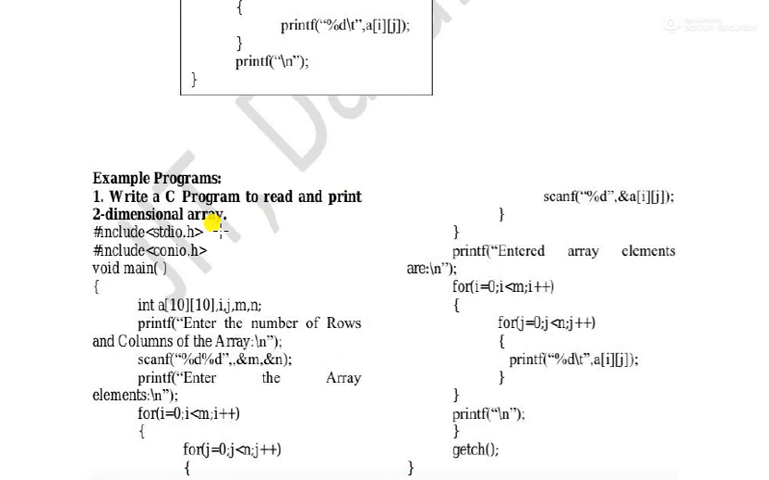So include stdio.h, conio.h, void main. Here first we declare an array with some size, any size. int a[10][20], and then i, j, m, n. Here we need two variables: i for the number of rows and j for the number of columns. m represents the number of rows and n represents the number of columns. i is for initializing rows, j is for initializing columns.